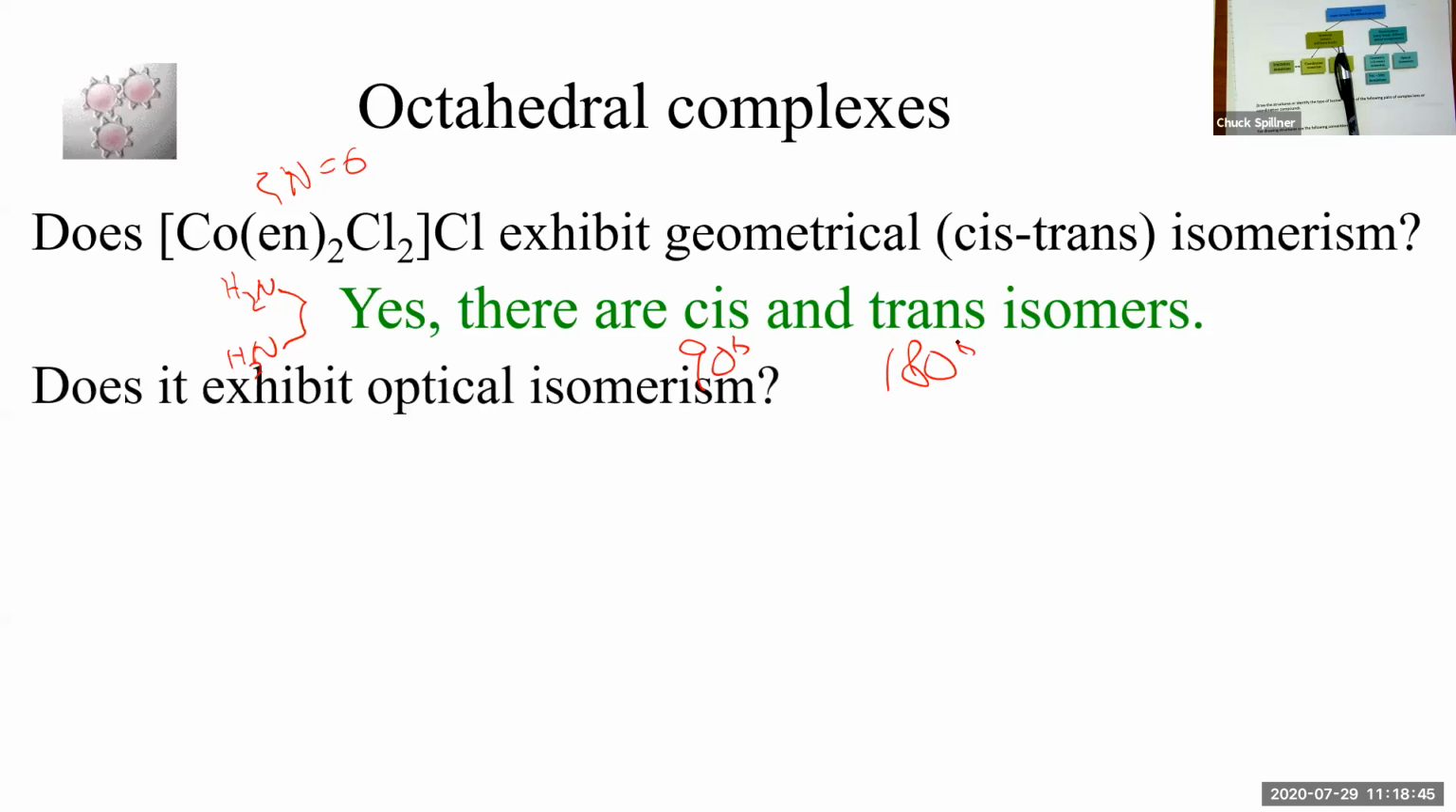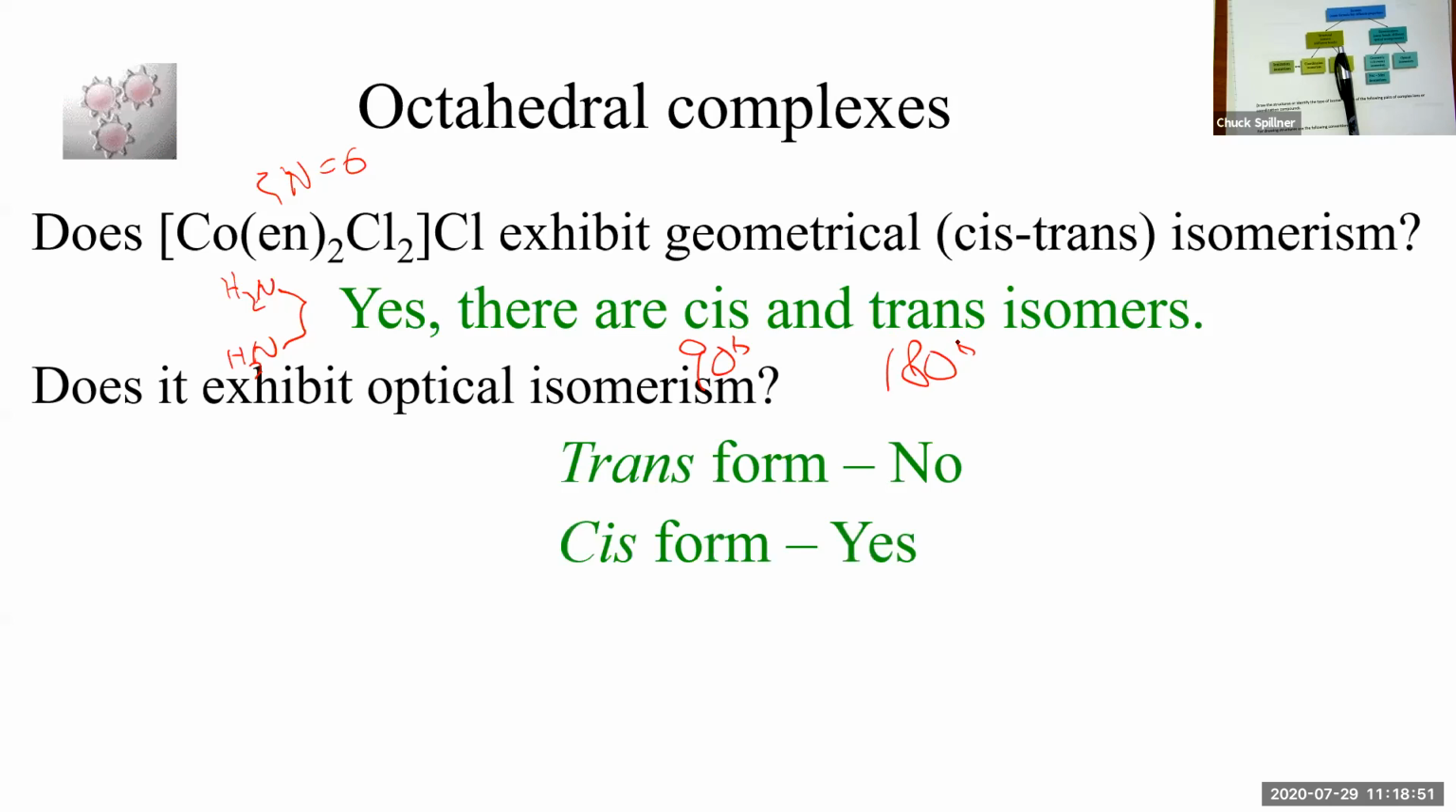Does it exhibit optical isomerism? Well, the trans form doesn't, and we'll look at an example, but the cis form does, yes. The cis form, which has the chloride ligands at 90 degrees, does have a non-superimposable mirror image. But the trans form has a mirror image that is superimposable. So the better way to say it is that it is superimposable. If the mirror image is superimposable, it's not an optical isomer.